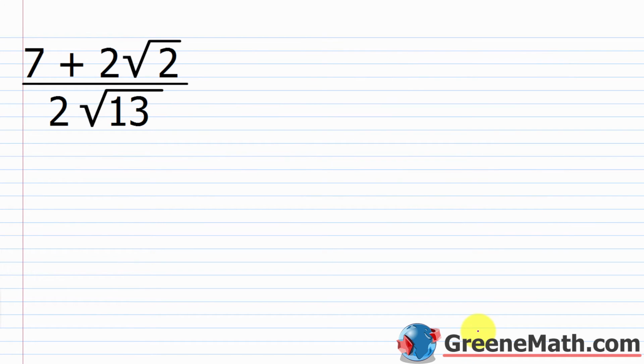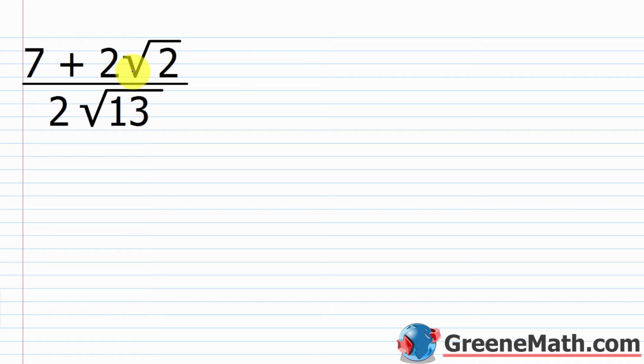So what if you saw something like 7 plus 2 times the square root of 2 over 2 times the square root of 13? Well, this is already pretty well simplified, right? I can't do anything with square root of 13. Can't do anything with square root of 2. Can't add here because I don't have like radicals. So what am I going to do?